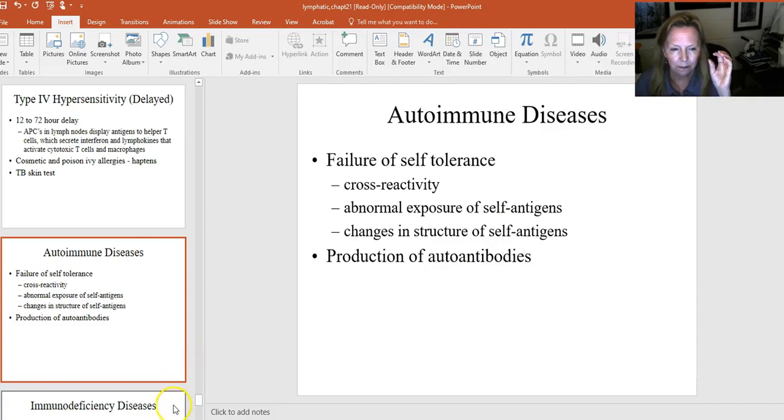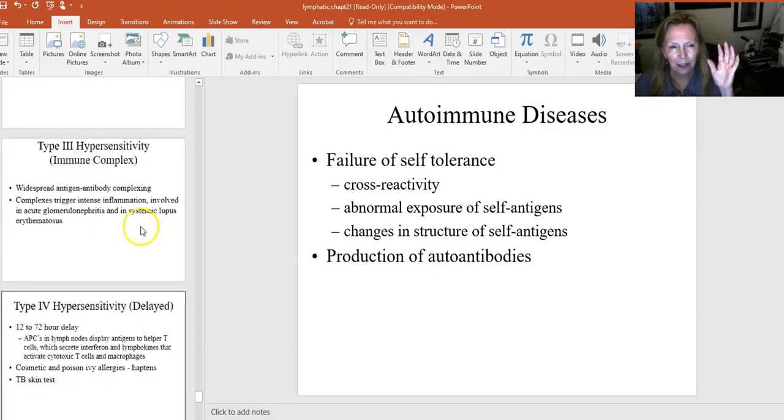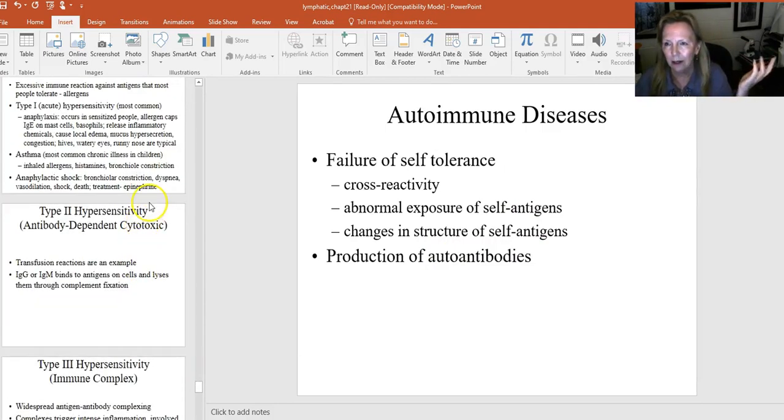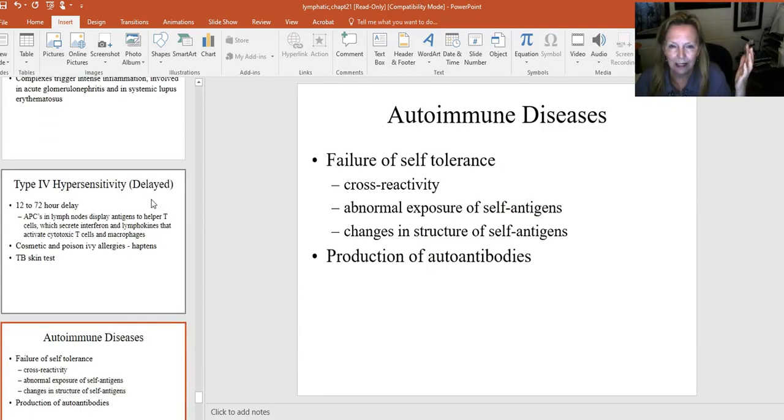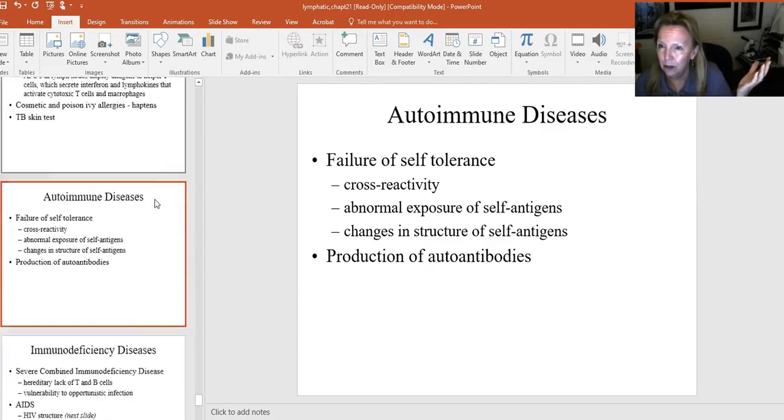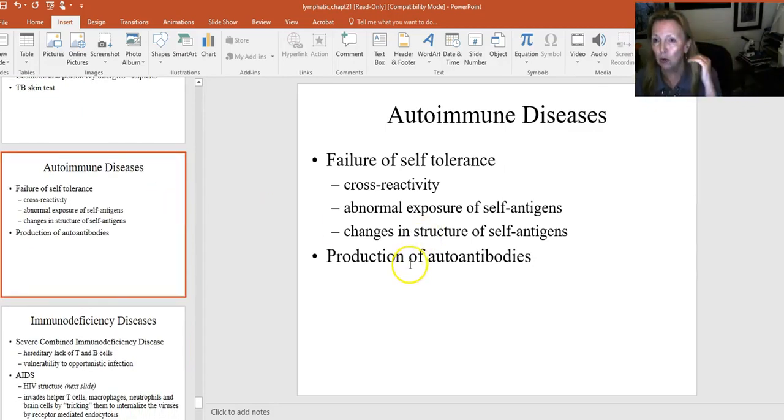antigens. Now, these were 4 different classes and you don't need to know which class is which, just realize that this is what can happen. These are the things that can happen when your immune system is over the top, working, to actually now it's hurting you instead of helping you.